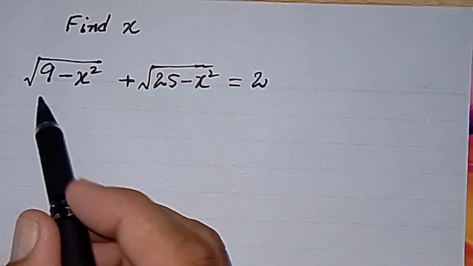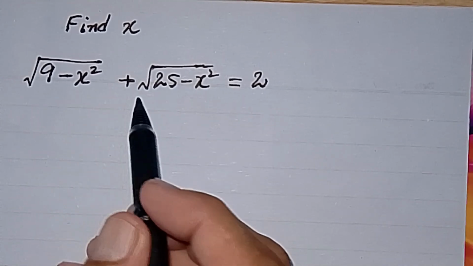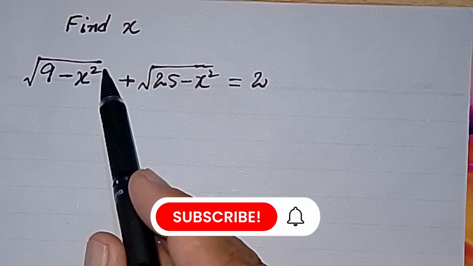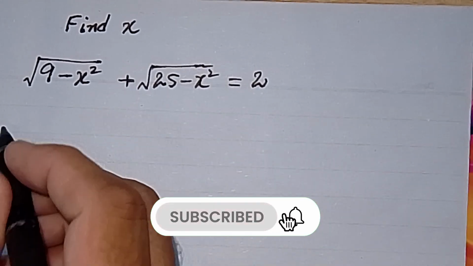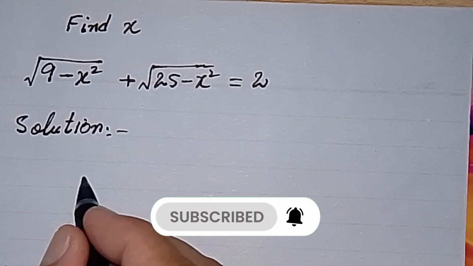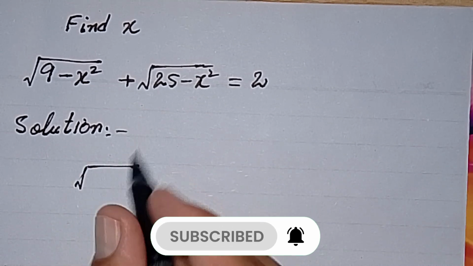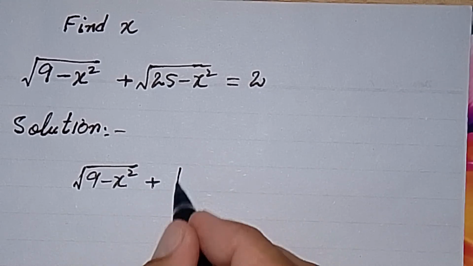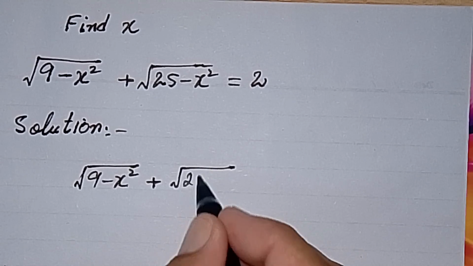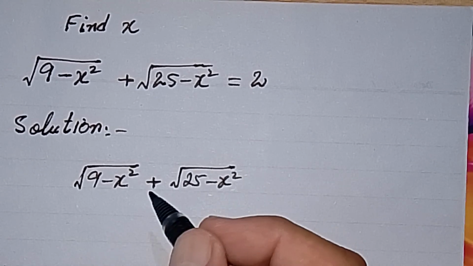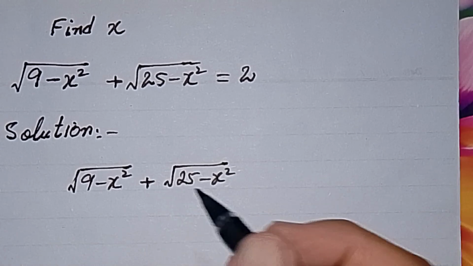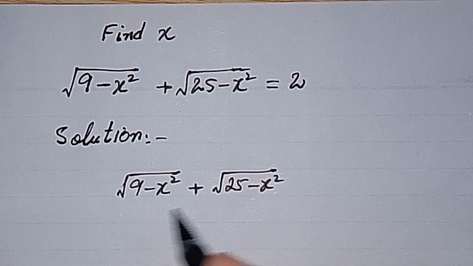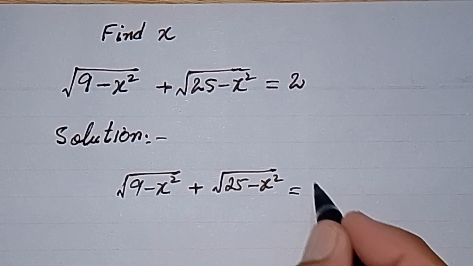The question is: under root 9 minus x square plus under root 25 minus x square is equal to 2. We have to find the value of x. The solution is: under root 9 minus x square plus under root 25 minus x square is equal to 2.